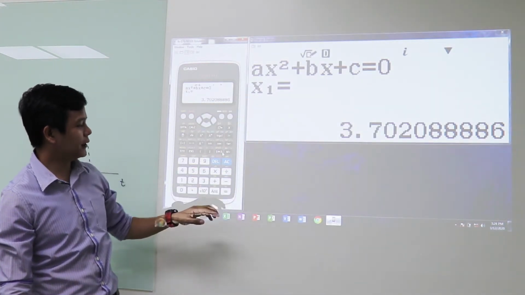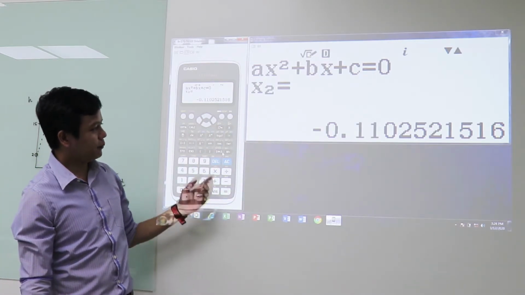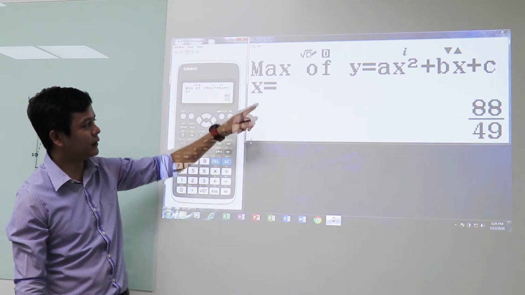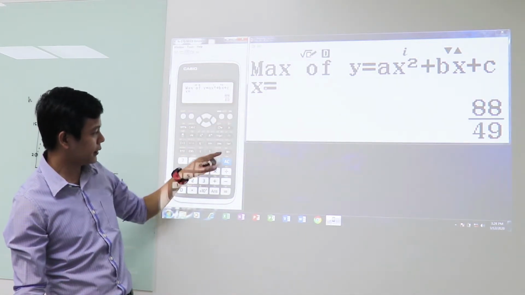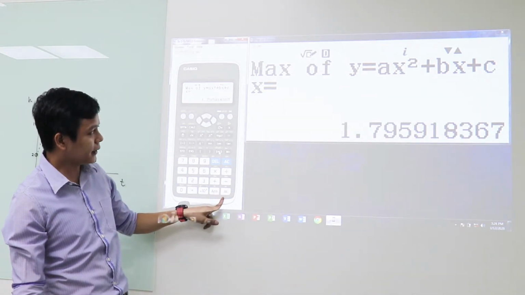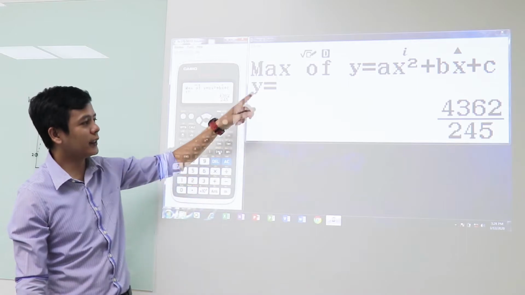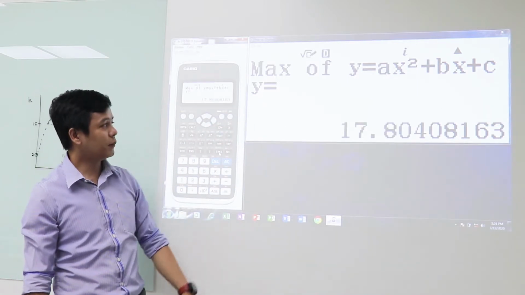Then it will give you another value. Press equals, x sub 2. And then press equals again. Another value is just x. So, to change this to decimal, you can again press SD. Alright? And then another equals for the last value. Press SD again. That is 17.8.